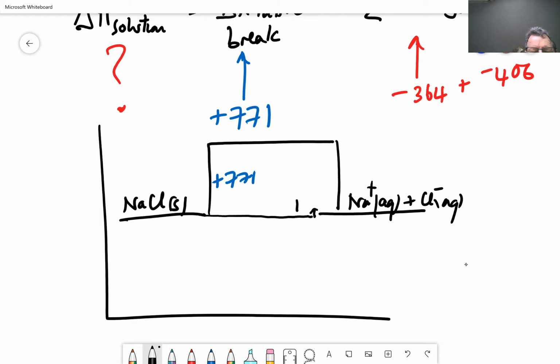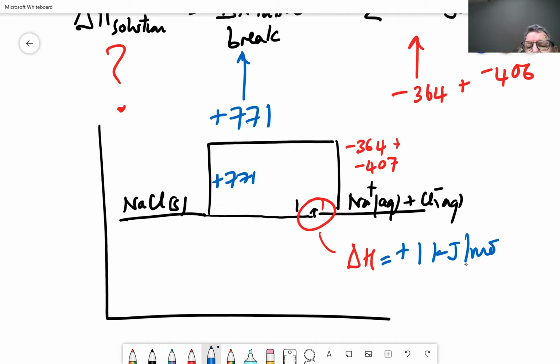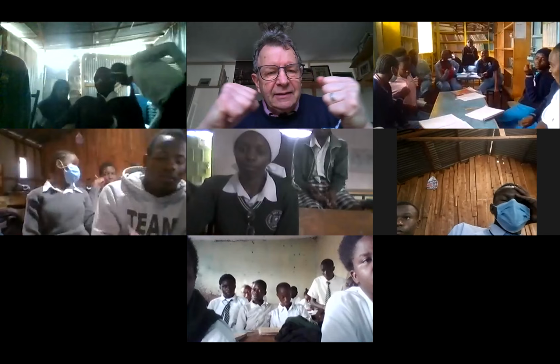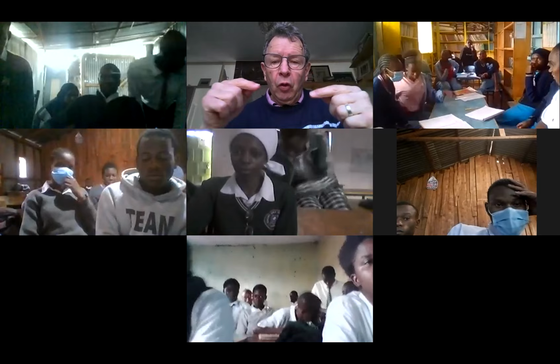Okay, so going up 771 and coming down now negative 364 and negative 407 means that we go up. Delta H, oh, wrong color, sorry. It doesn't matter. Delta H equals plus 1 kilojoule per mole. Okay, that's how we do it. So you always have to remember, we have to break the lattice. That is endothermic. We have to put the energy in, and then we form new bonds with the water.